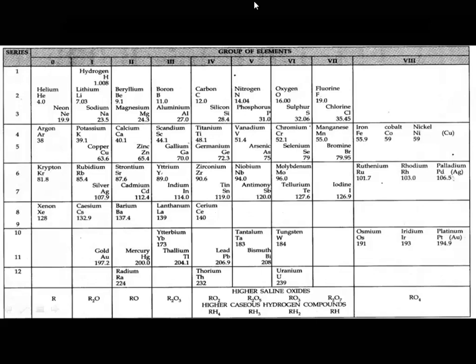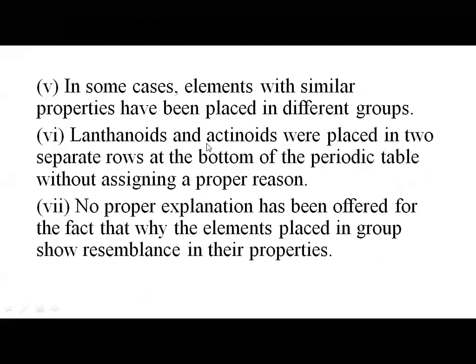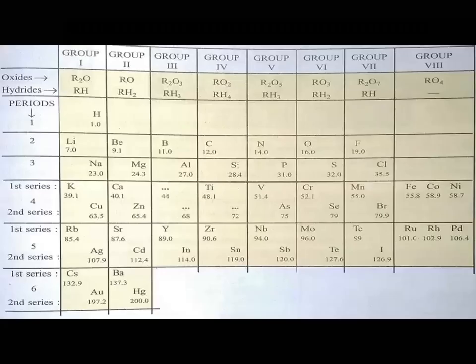So this was a group, correct? This was a group. This was a group. Vertical columns were called groups. There were these many groups. He said there are similarities in the properties, but he did not have any explanation as to why there was similarity in the properties of those groups. So no proper explanation has been offered for why elements placed in a group show resemblance in the properties.